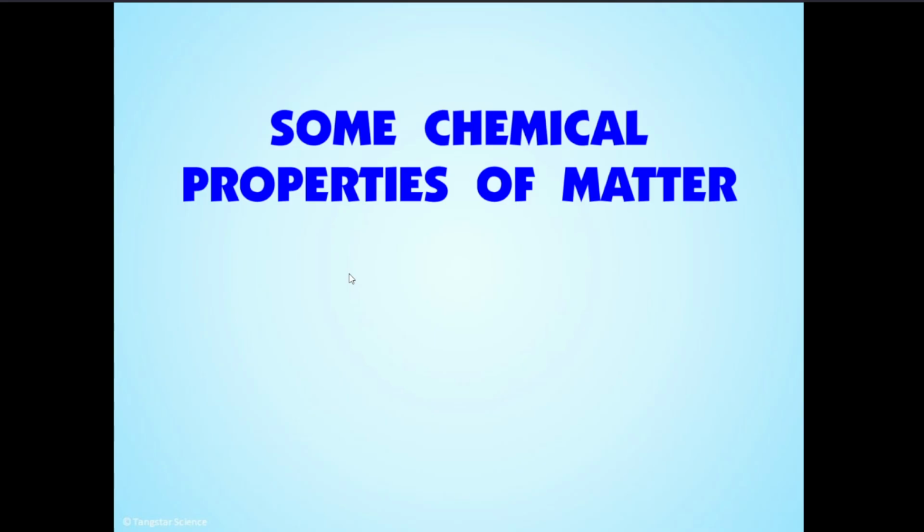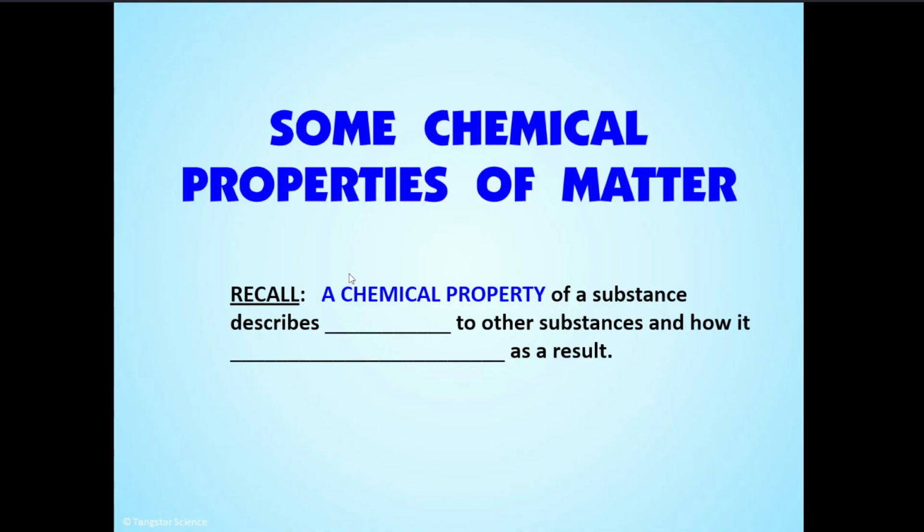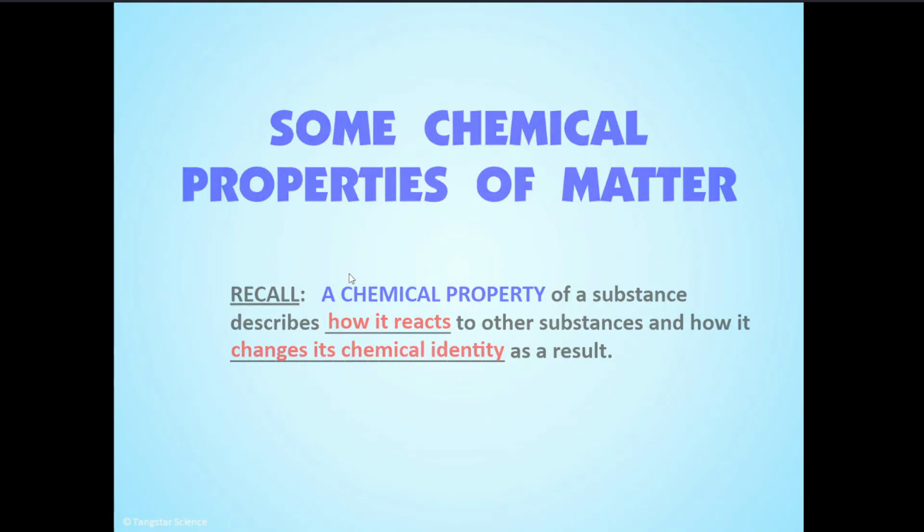All right, let's recall some more stuff. Going back earlier, we talked about what a chemical property is. Now that we're done with physical properties, there were a lot of them, so let's switch gears. A chemical property describes how a substance reacts with other substances and how it changes its chemical identity as a result. Okay, let's move forward.